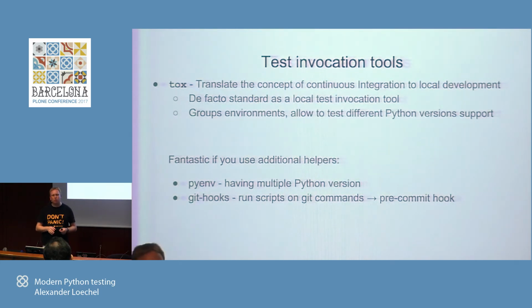It groups environments, so in some way it's very similar to the things we know from buildout. And it allows us to test against different Python versions, different framework versions, and everything. And there are some fantastic helpers outside. If you have pyenv, you can have 20 different versions of Python installed on the same machine and just let them be executed by Tox. On every invocation it creates a new virtual environment, installs your product in there and runs the tests against that.